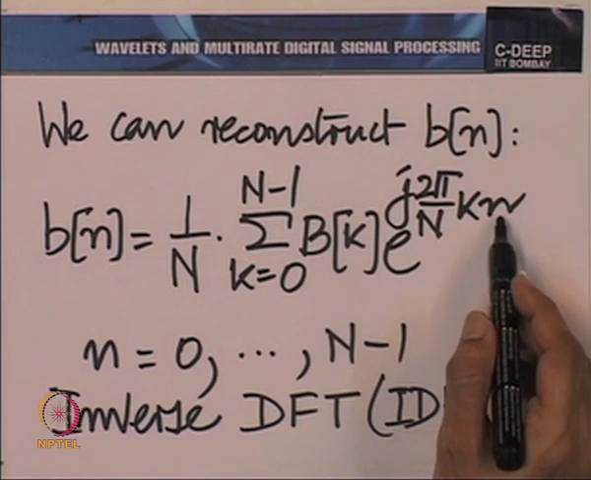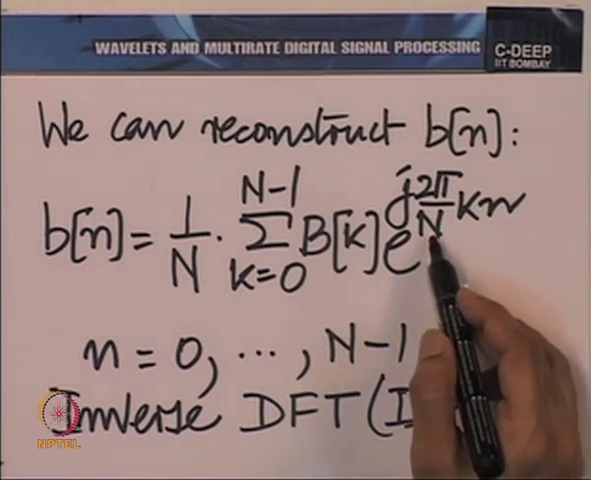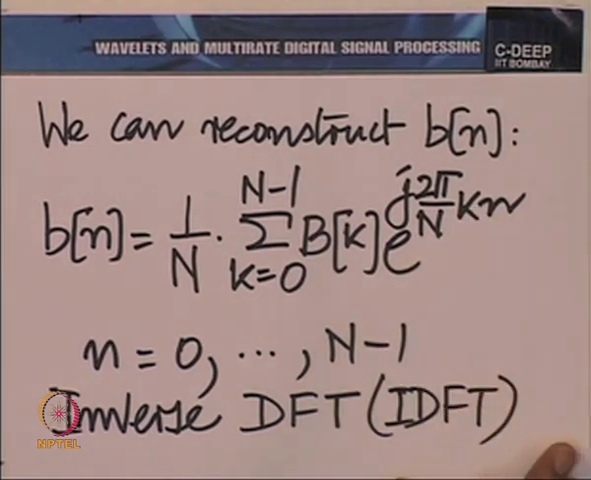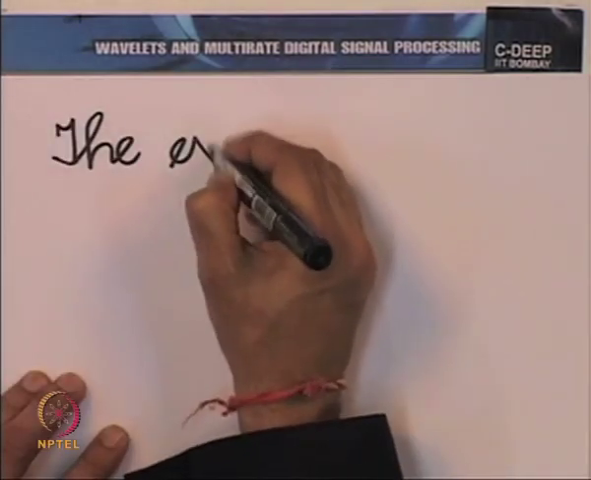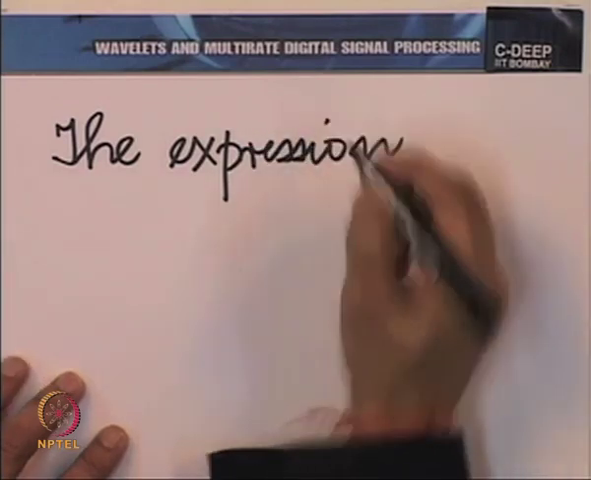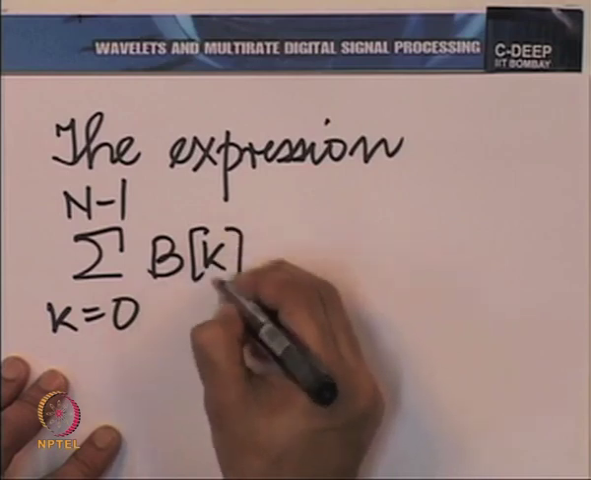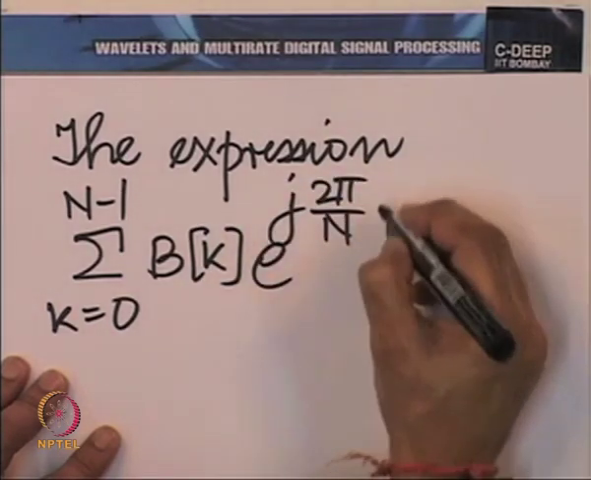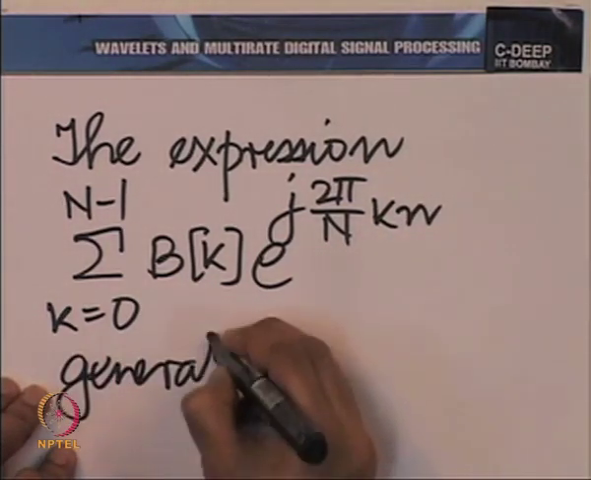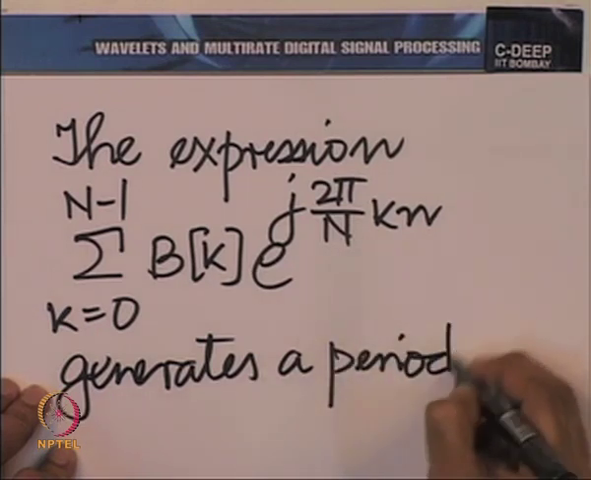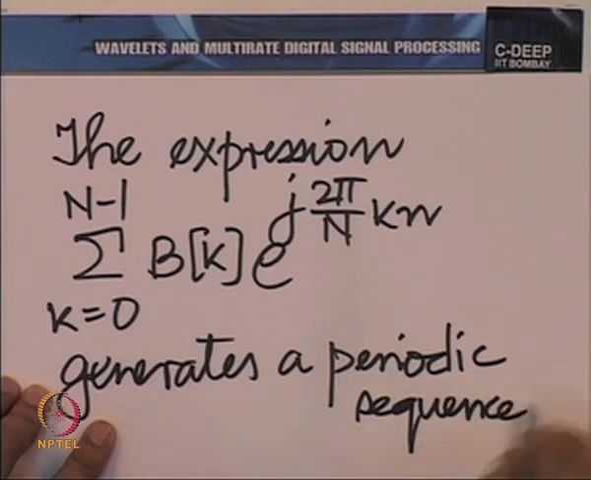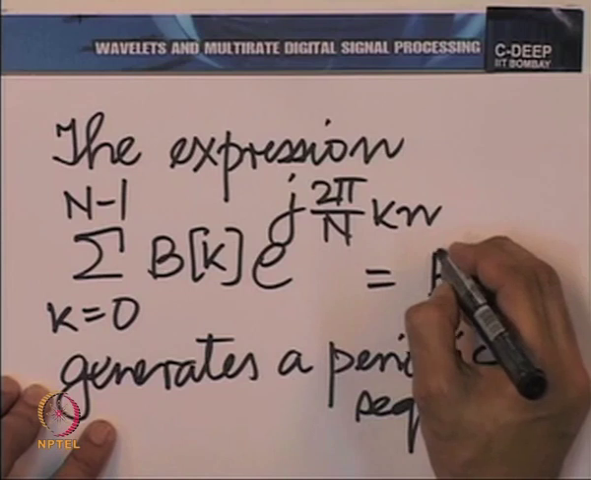And that is easily seen if you substitute n by n plus any multiple of capital N here, noting that e raised to the power j 2 pi by N times capital N is 1. Let me do that just for completeness. So, what I am saying is, if we use this expression, the summation k going from 0 to capital N minus 1 of B of k e raised to the power j 2 pi by N k n generates a periodic sequence. So, let us call this expression, as a function of n, b tilde n.